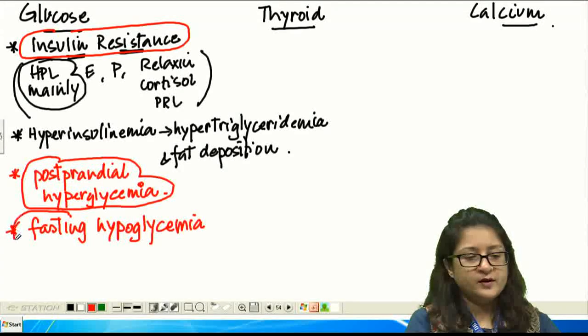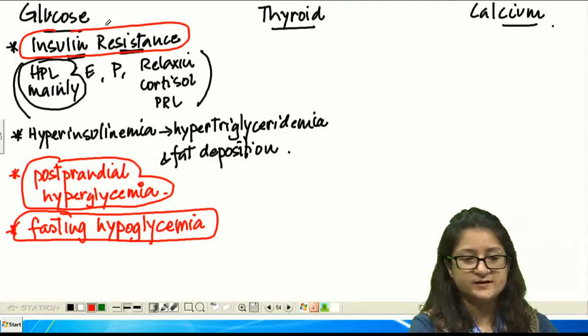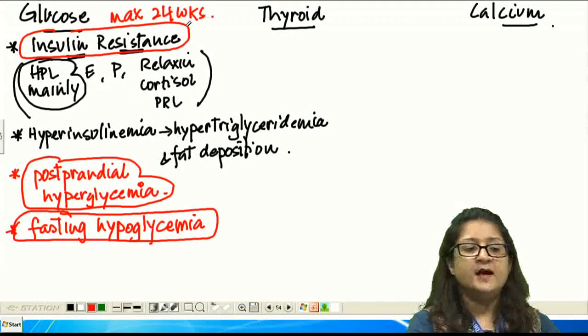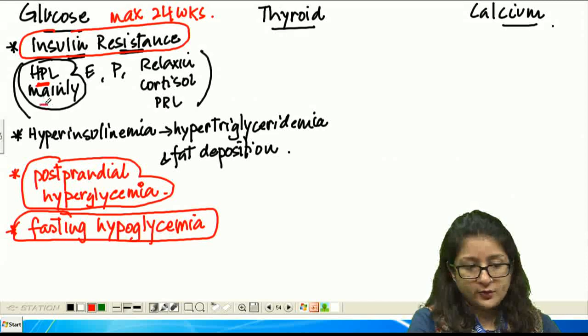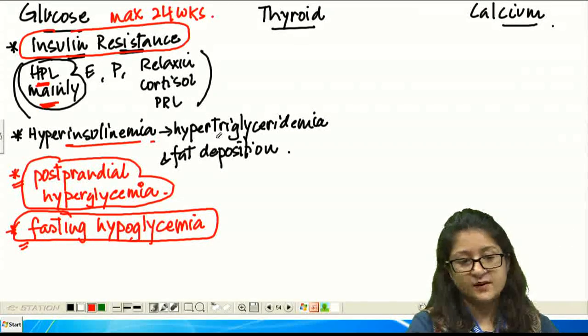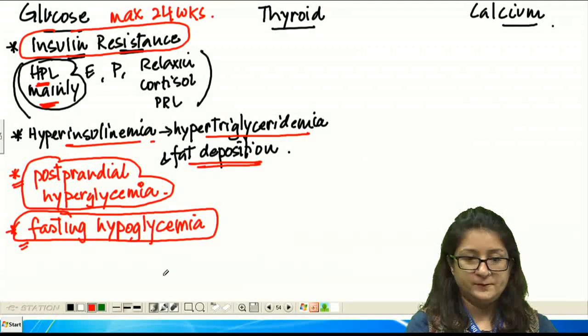So these are the important points that you should remember in glucose metabolism: there is insulin resistance, which is maximum at around 24 weeks, mainly contributed by human placental lactogen. There is hyperinsulinemia, there is postprandial hyperglycemia and fasting hypoglycemia, and there is fat deposition and hypertriglyceridemia.